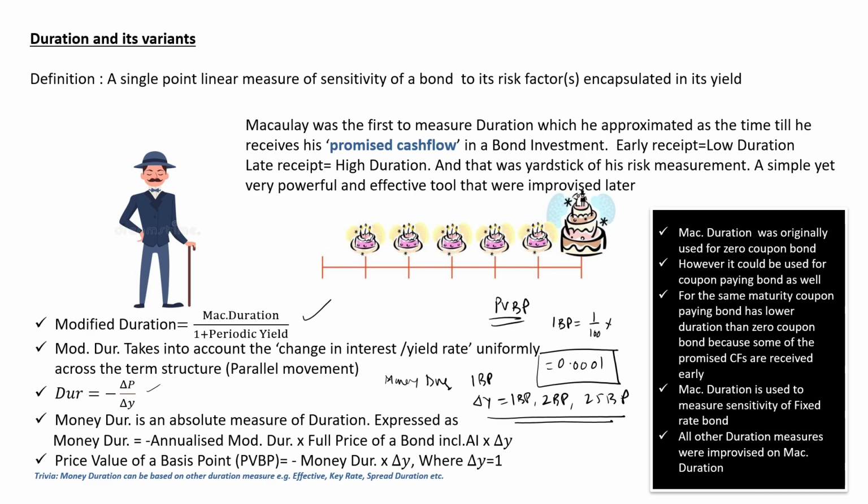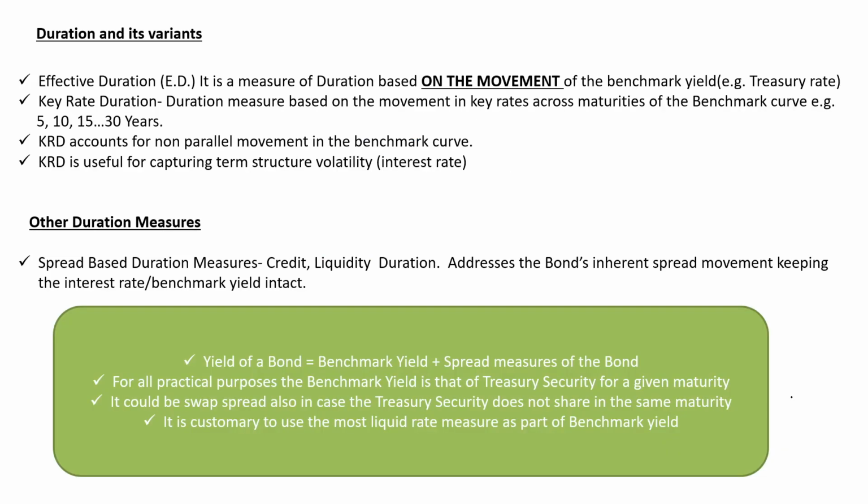A few of the properties of duration, I am recounting them. MAC duration was originally used for zero coupon bonds. However, it could be used for coupon paying bonds as well. Of course, it can be. We will see in the subsequent slides how they are gleaned out mathematically, depicting the entire cash flow. For the same maturity, a coupon paying bond has a lower duration than a zero coupon bond because some of the promised cash flows are received earlier. Exactly what I was talking about. Macaulay duration is used to measure the sensitivity of a fixed rate bond. All other duration measures were improvised on MAC duration.